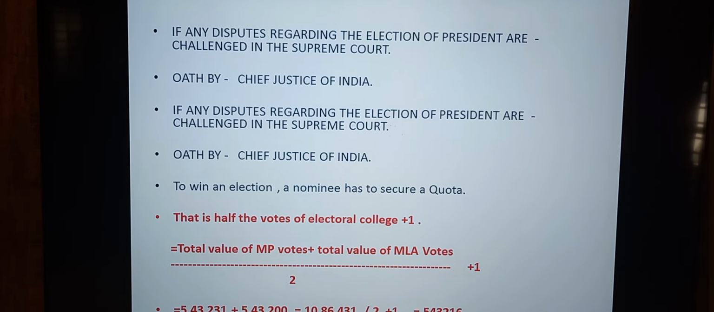To win an election, a nominee has to secure a quota, and this quota is the total value of MP votes plus total value of MLA votes divided by 2 plus 1. That is half the votes of the electoral college plus 1.